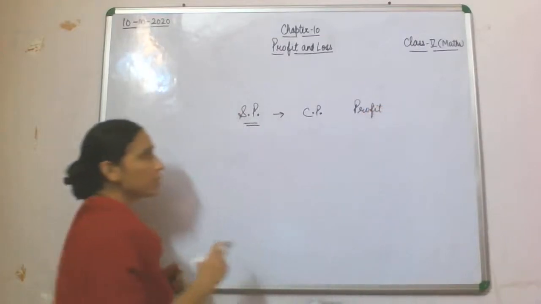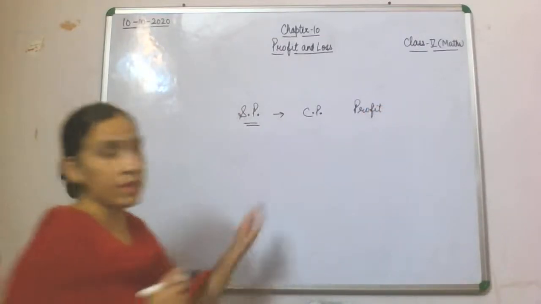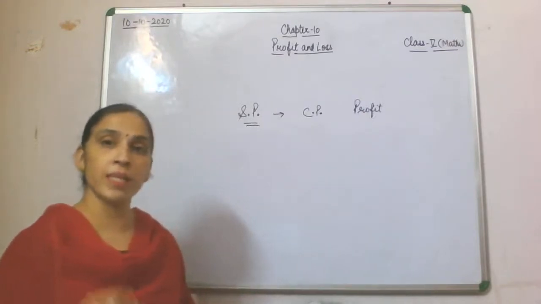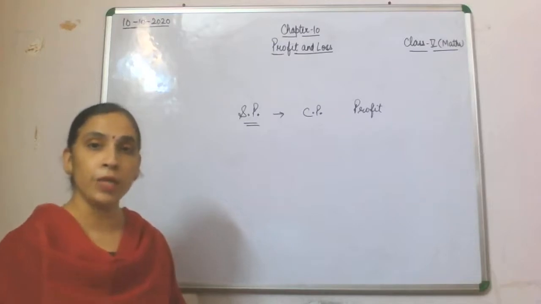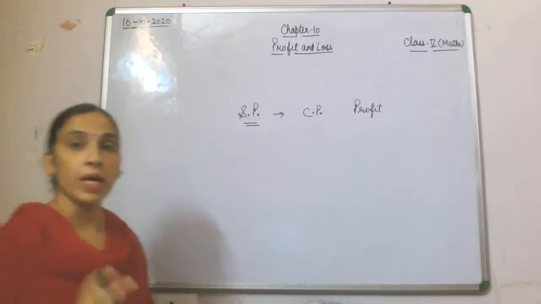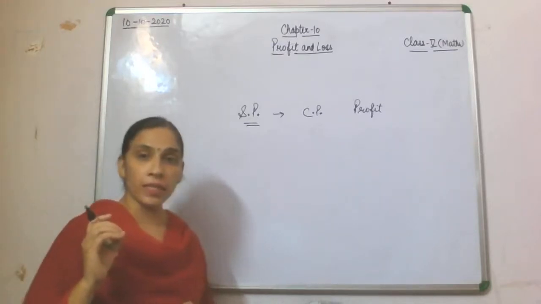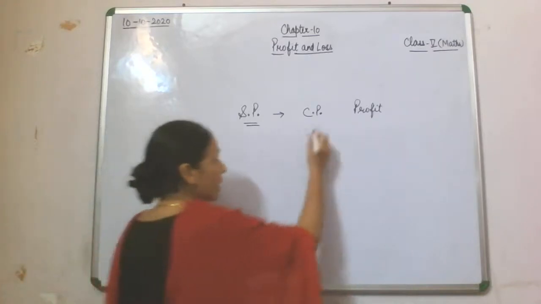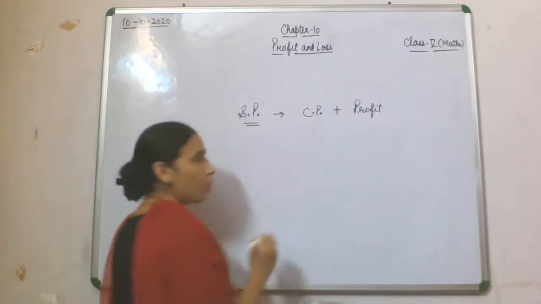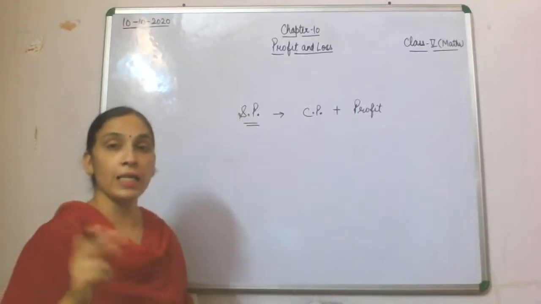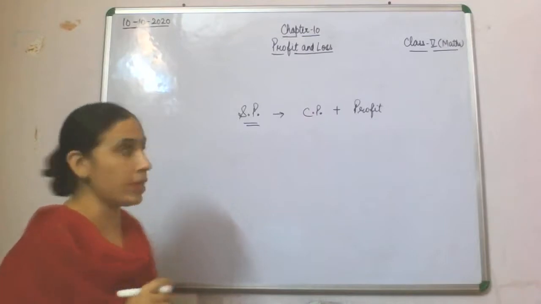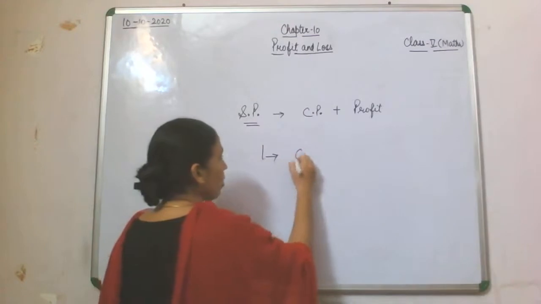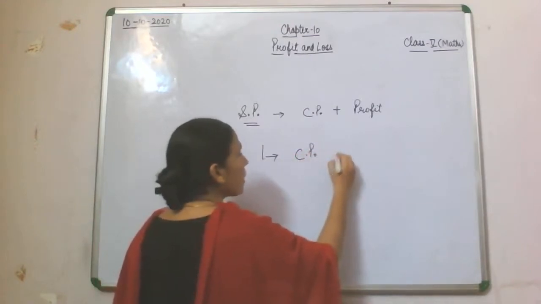Now when these two things are given, cost price and profit, see, in case of profit the selling price will be more, then only we will get the profit. If the selling price is less, then we will not get profit. So in that case, the profit will be added to the cost price and then you will get the selling price. Now the second case which we are going to do is cost price and loss.